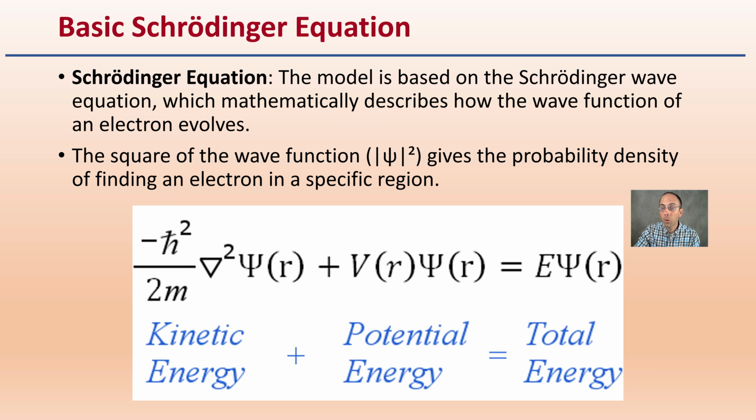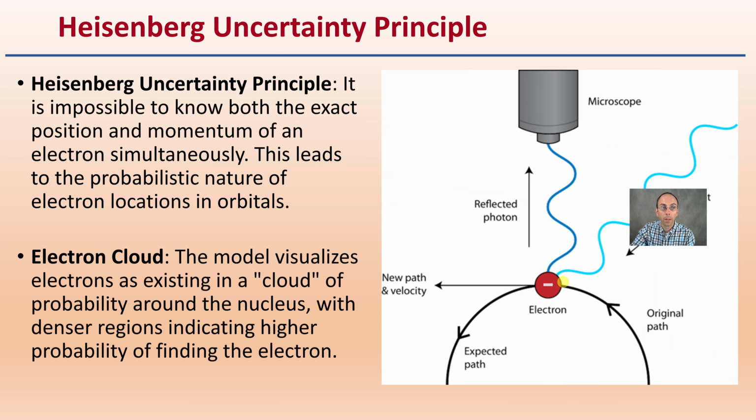Now, the basics of the Schrödinger equation: the model is based on the Schrödinger wave equation, which mathematically describes the wave functions of electrons. The square of the wave function gives the probability density of finding those electrons in a specific region. Essentially, kinetic energy plus the total potential energy equals the total energy. So kinetic plus potential equals the total energy. We won't dive into too much of the detail here. We're looking more at an overview and what it's basically showing us.